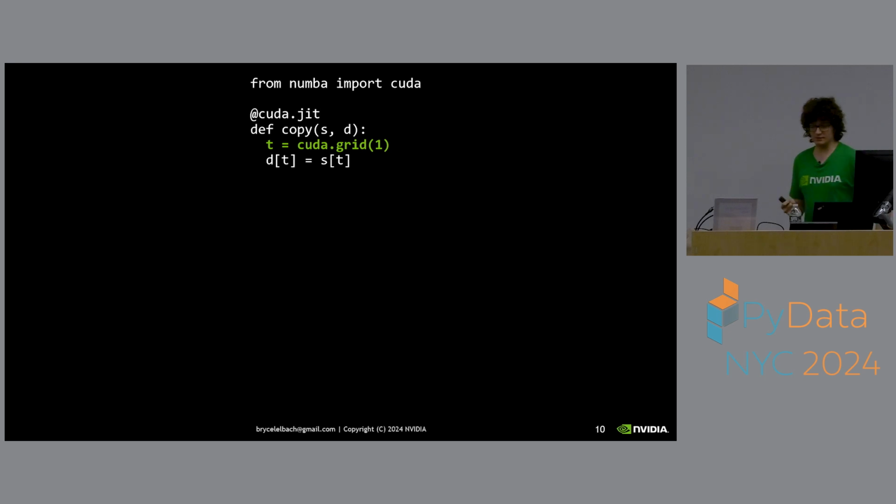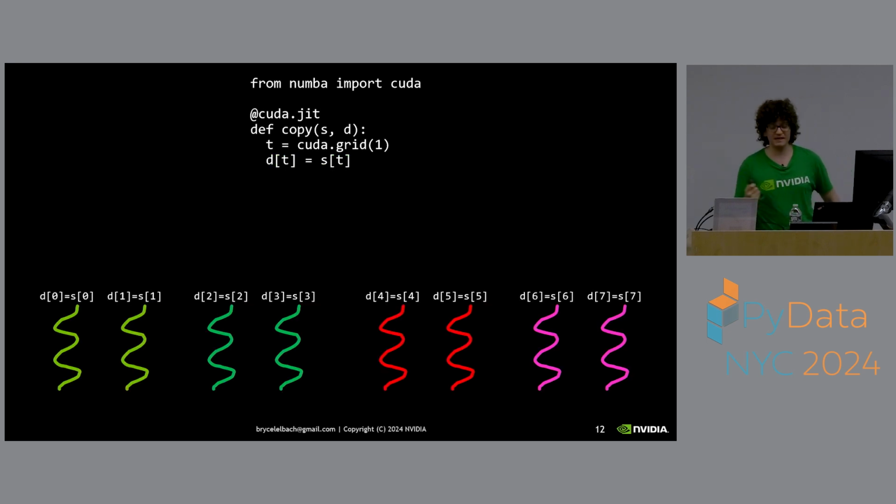The first thing we do within the body is determine the unique index of our current thread. This cuda.grid function gives us a global thread index. The thread indices start at 0. And then we copy one element from the source to the destination using our unique thread index to select which element this thread should copy. If we have 8 threads, for example, we'd copy 8 elements, like so.